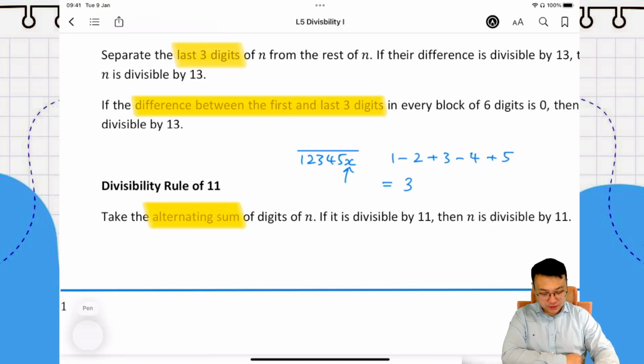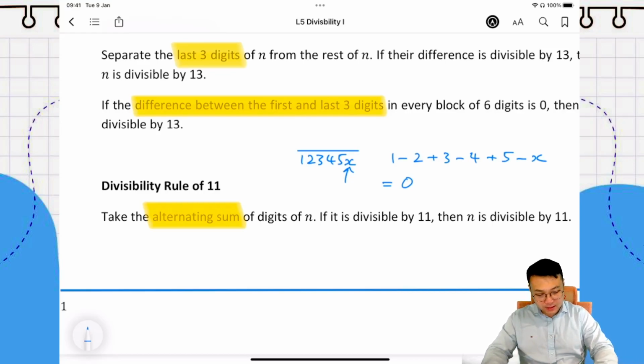So if you want it to be divisible by 11, try to make this become 0. We find the alternating sum, then the last digit is x, so you put minus x, because it's plus minus plus minus plus minus, right? Put minus x here. You try to get 0, because 0 can be divided by anything, including 11, right? You try to get 0, what is x?